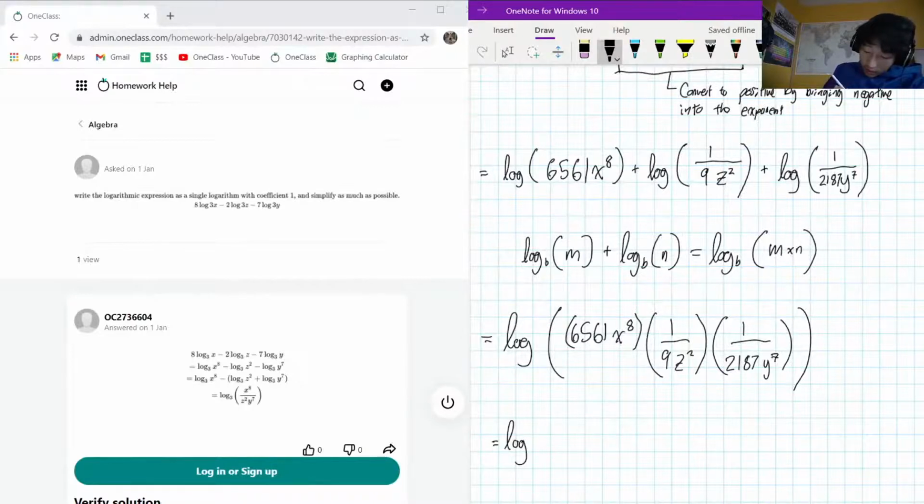So we can do some simplification. Let's do the real numbers that we have so far. We do 6561 divided by 9 divided by 2187. And this gives us 1/3 multiplied by x to the 8 over z squared y to the power 7. Okay, so I suppose we could write it like this. And we don't really need the 1 up here, so this will be our final answer.